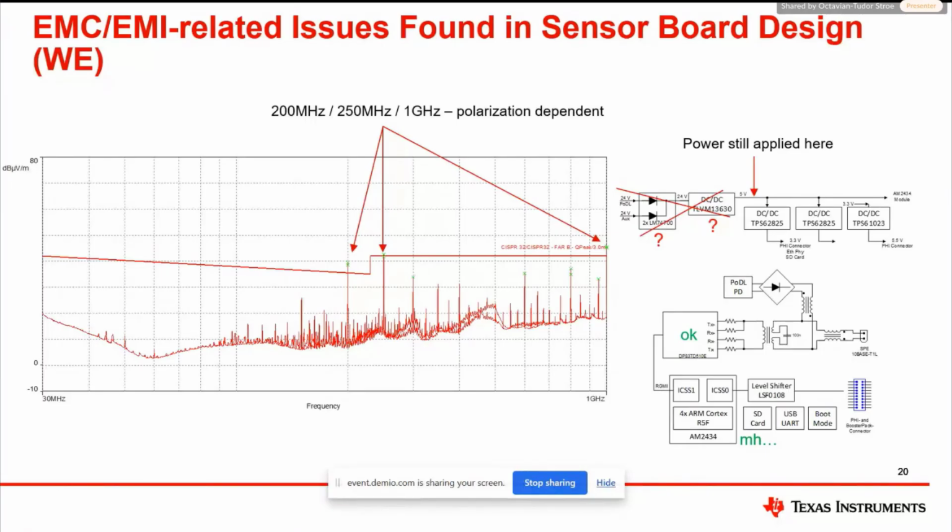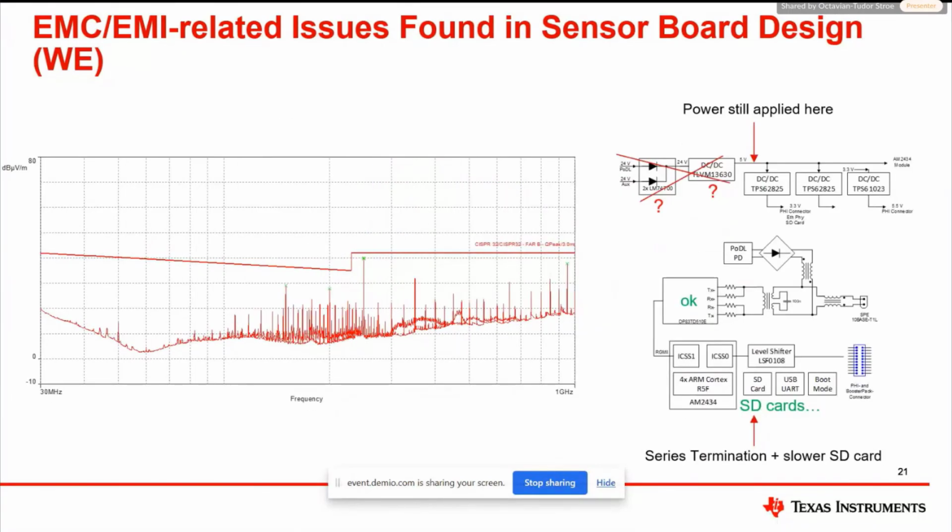So what we did next, we identified this problem with the missing series termination resistors. We added the series termination resistors to the SD card. We used a slower SD card, and now the test is passing. Of course, we still have some peaks, but they are below the limit. And with a very small change in the lab, we were able to make this pass.